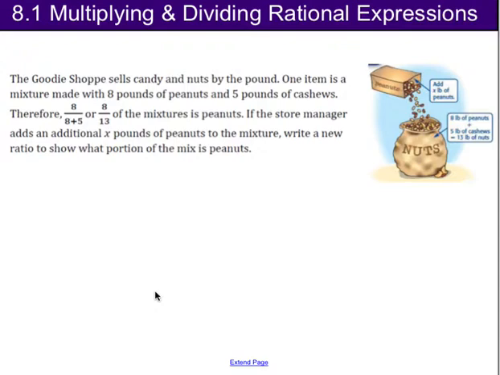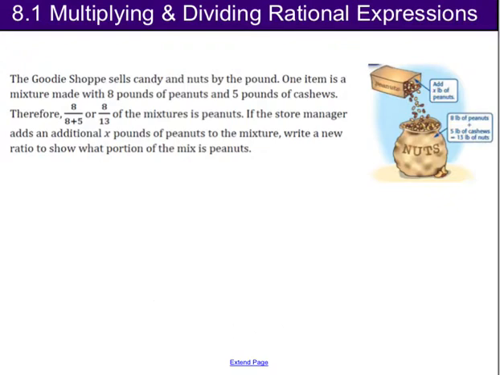The Goody Shop sells candy and nuts by the pound. One item is a mixture made with 8 pounds of peanuts and 5 pounds of cashews. Therefore, in order to figure out the total mixture, we would have 8 over 8 plus 5, because 8 plus 5 is the total mixture, so it's 8 over 13. If the store manager adds an additional X pounds of peanuts to the mixture, write a new ratio to show what proportion of the mixture is peanuts.